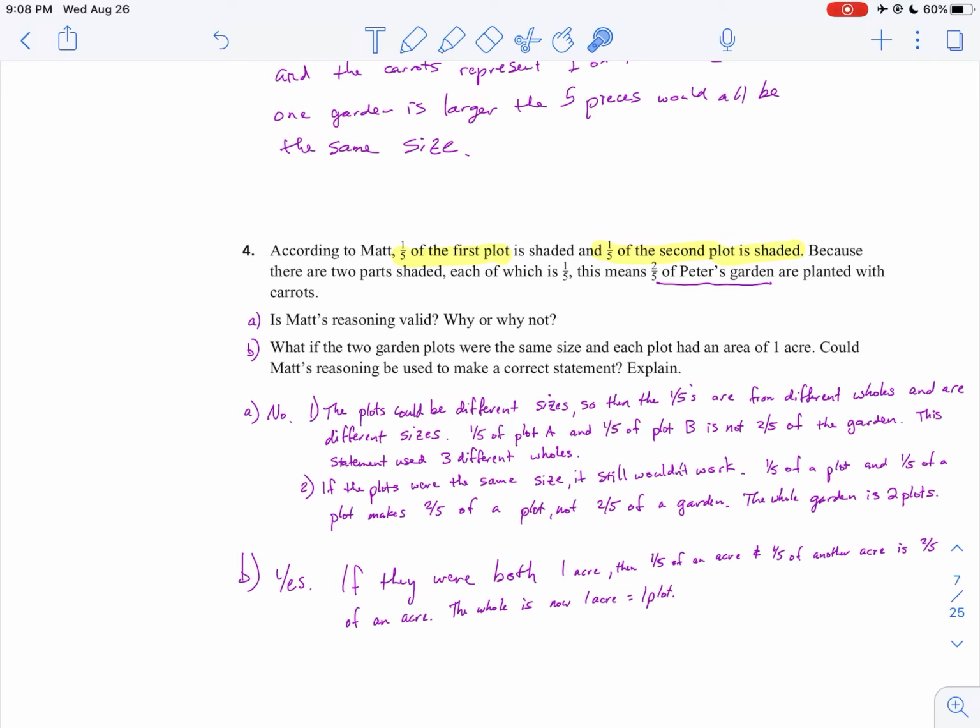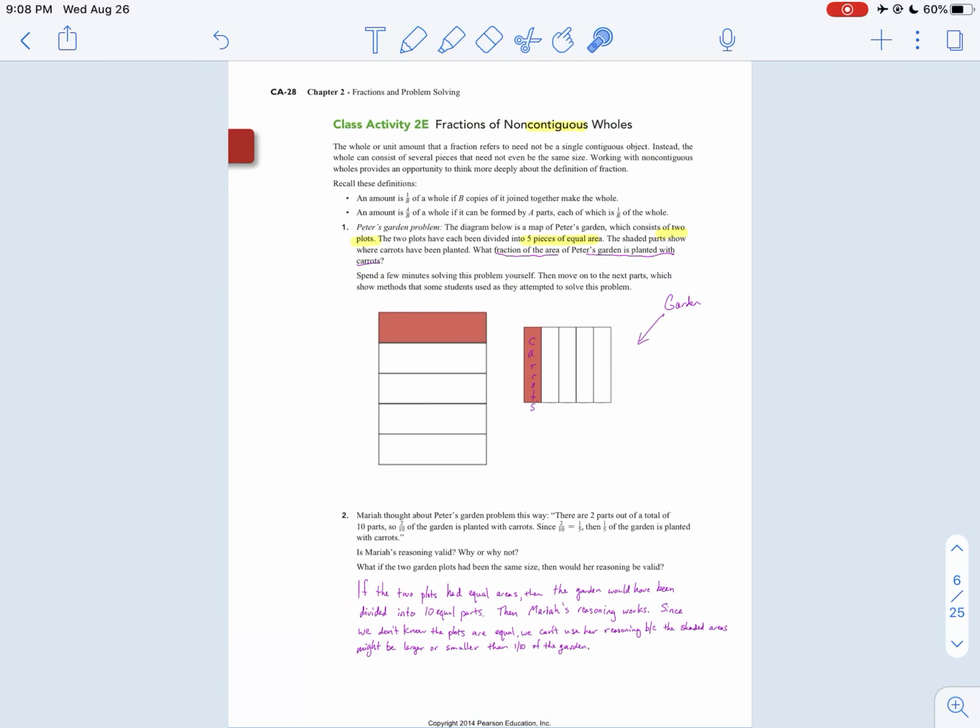In fact, in this case, we've got 3 different wholes. We have plot A as a whole, plot B as a whole, and so you're getting a fifth and a fifth. And then he's adding them and saying that's 2/5 of the garden, but that's not necessarily true. And it's really the same logic, even if the plots are the same size. Now we only have 2 different wholes. We have the plots versus the garden. Hopefully that makes sense.